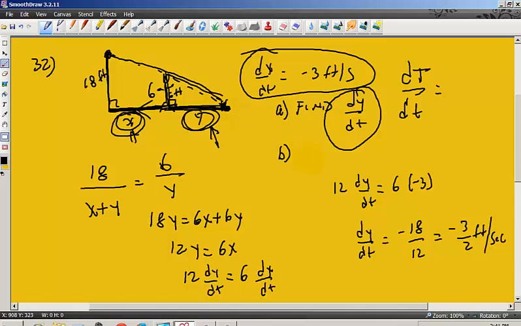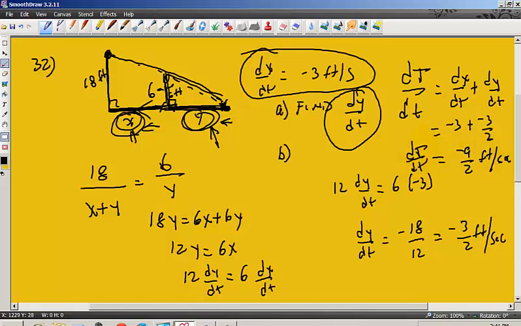So therefore she's going to be going faster. So dT is going to be my dx/dt plus dy/dt. That's my dx/dt, change in that, and that's change in the shadow. So dx/dt is -3, plus dy/dt is -3/2, and that's going to give me -9/2 feet per second. The tip of the shadow is changing by -9/2 feet per second.